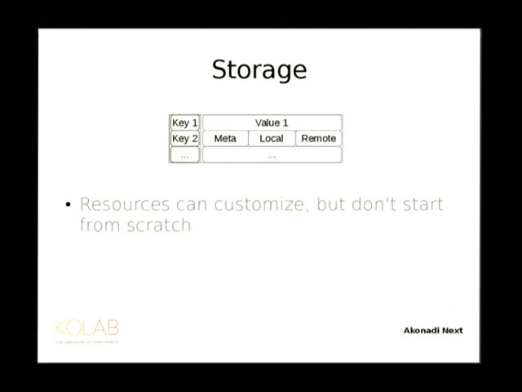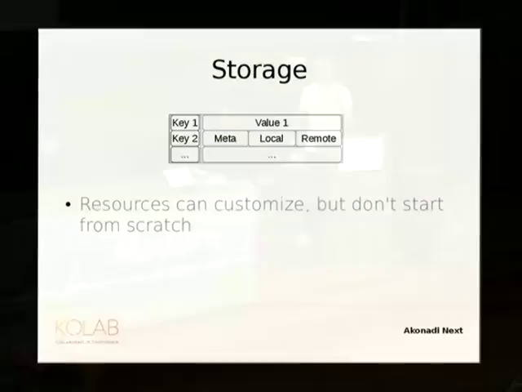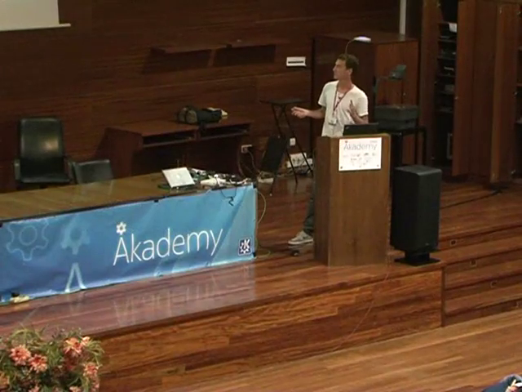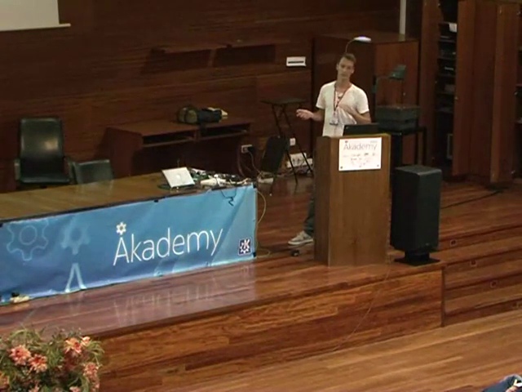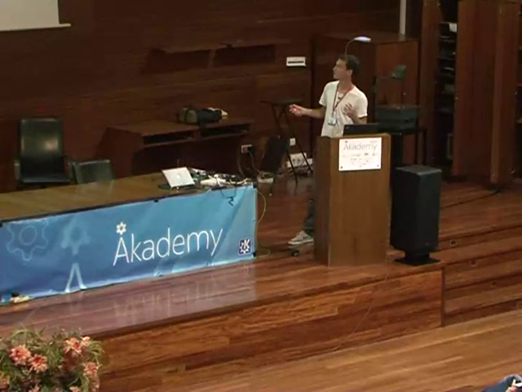To store the data, we have the key value store. Each value is split into 3 parts. We have a metadata part where we store stuff like revision, ID, access times, stuff like that. And then we have a local and a remote part. The idea of that is that we can provide a default implementation for the local part.